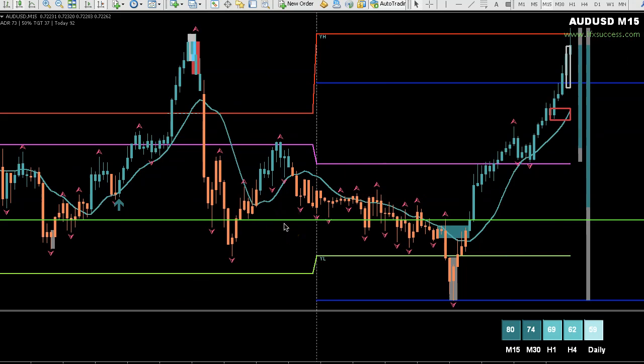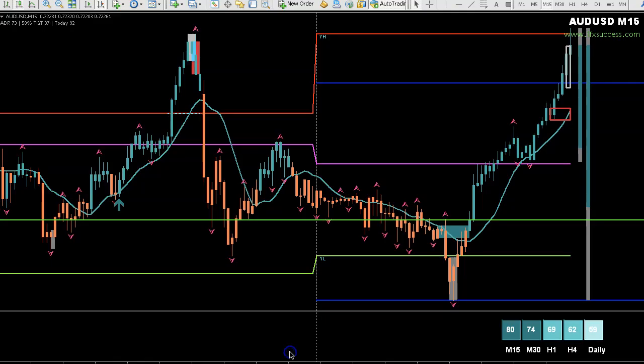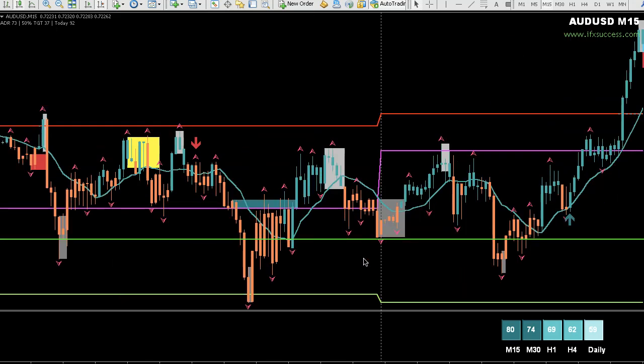So that's pretty much strategy number 3, which is M or W formations using the reversal block entries. Using as higher time frame blocks, the block right over here that we have on the filter number 1. This is filter number 7, and then this is the other filter that we have already looked at. So that's pretty much it. It's very, very simple. The M or W formation, if you're trading it manually, you can also do so. But if you're leaving the EA to trade for you, then you can do that.